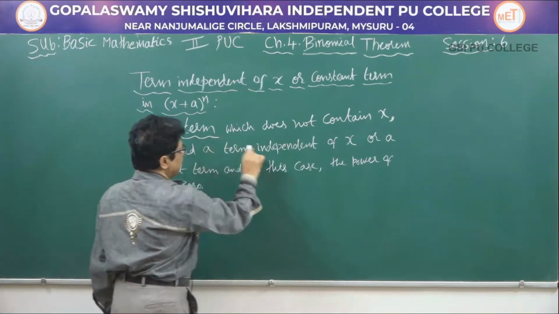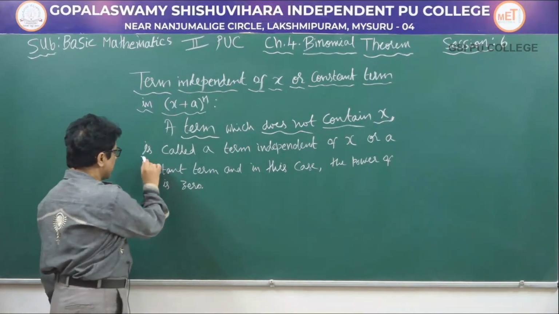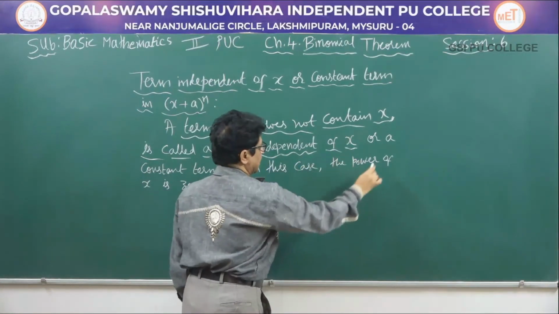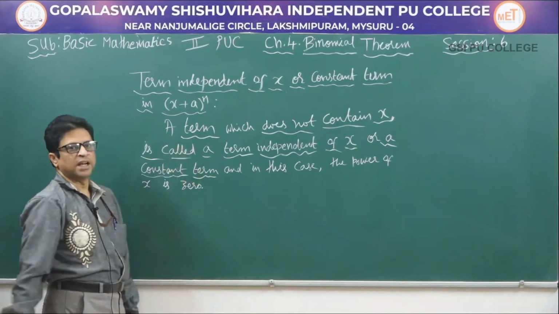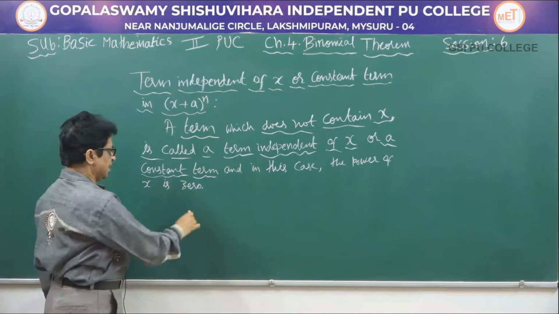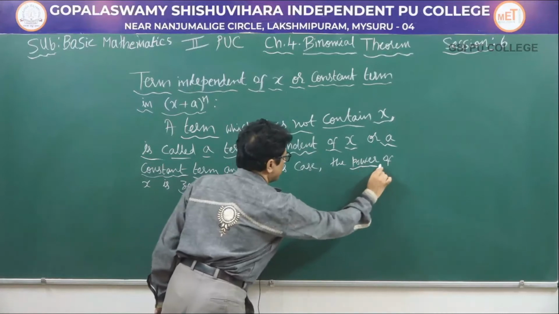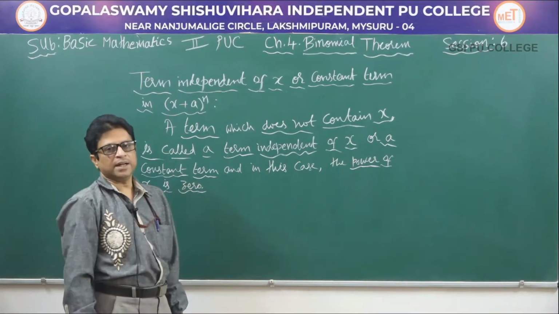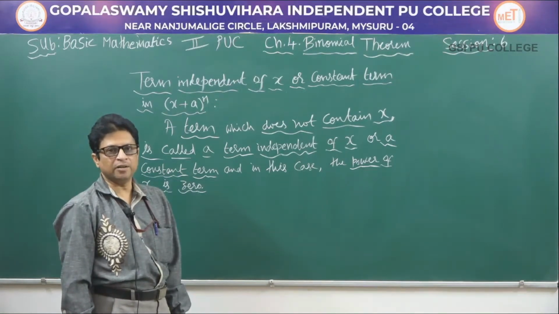A term which does not contain x is called a term independent of x or a constant term, and in this case the power of x is 0. Let us solve a few problems on finding the term independent of x.